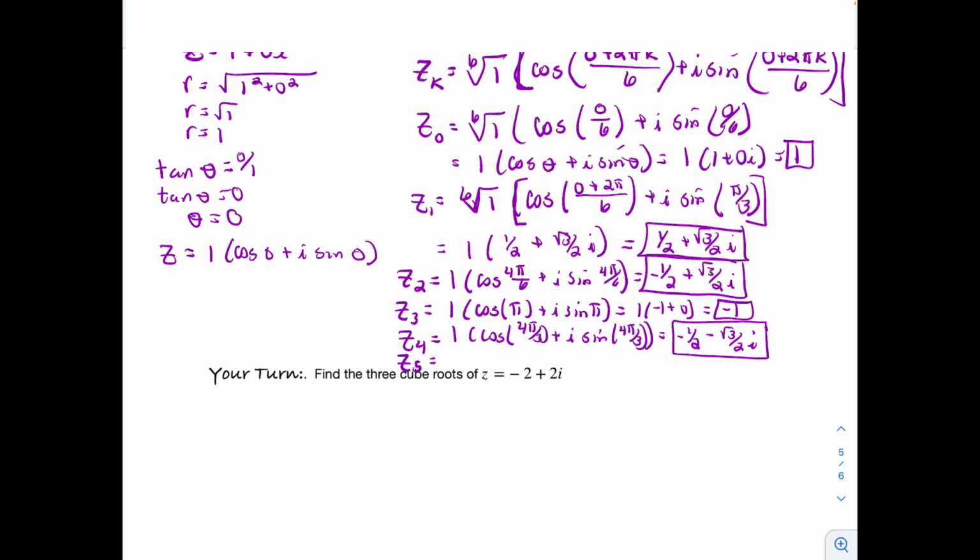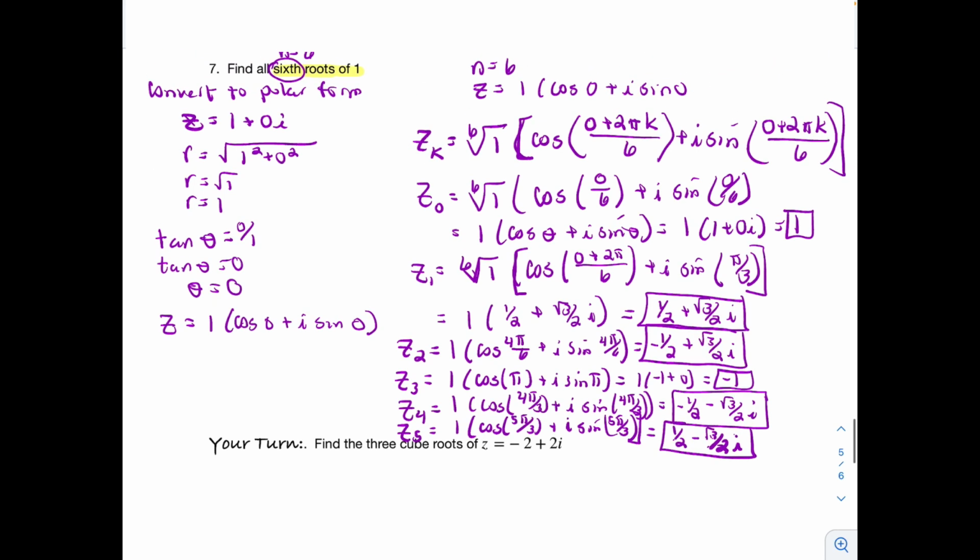Now z5, which is our sixth and last root. This time 5 times 2 pi gives us 10 pi over 6, which simplifies down to 5 pi over 3. We know the cosine of 5 pi over 3 is equal to 1/2, and the sine of 5 pi over 3 is negative the square root of 3 over 2. So our last root would be 1/2 minus the square root of 3 over 2 i. And you found the 6 roots of this number.